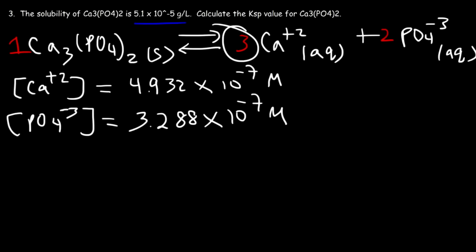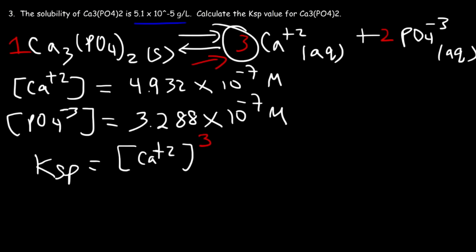So now that we have the calcium and the phosphate ion concentrations at equilibrium, we can now calculate the KSP value. Now granted, the solubility that they give you is always the solubility at equilibrium. It's not the initial value. We don't need an ICE table for this problem. So the KSP value is going to be the calcium plus 2 ion concentration raised to the third power, since we have a coefficient of 3, and then times the phosphate ion concentration raised to the second power.